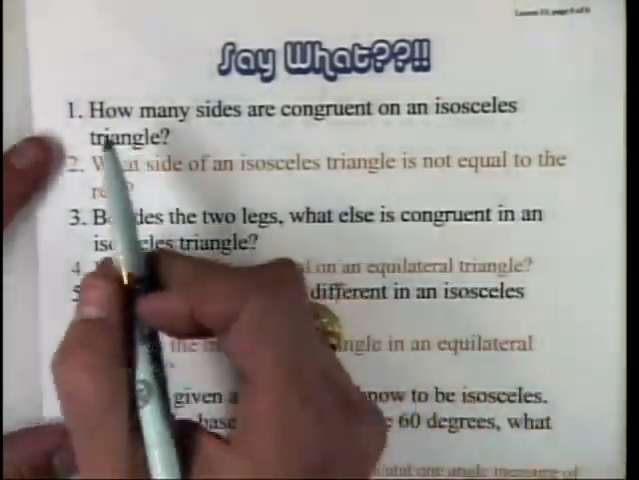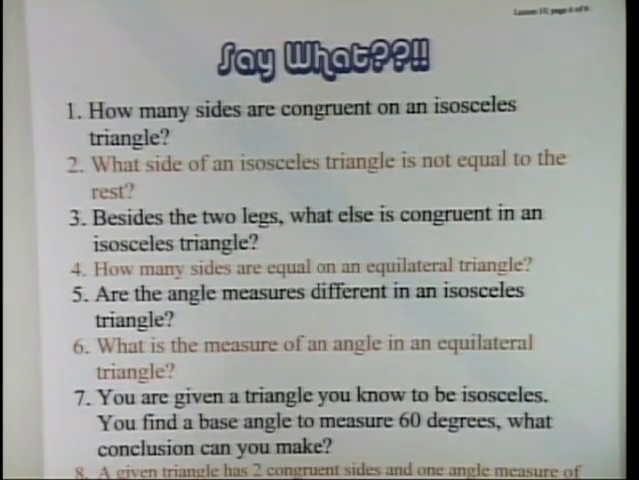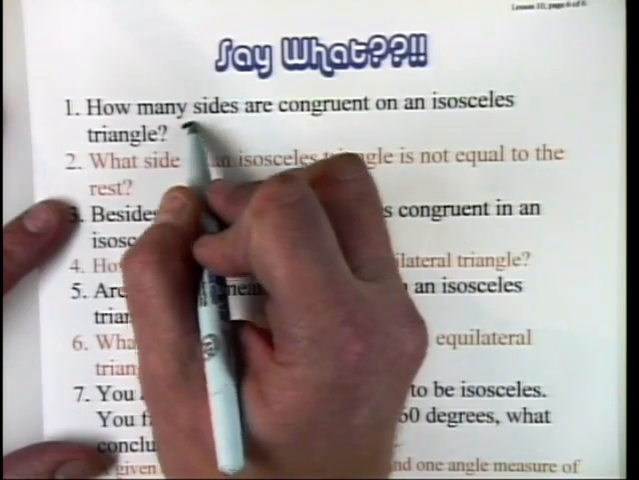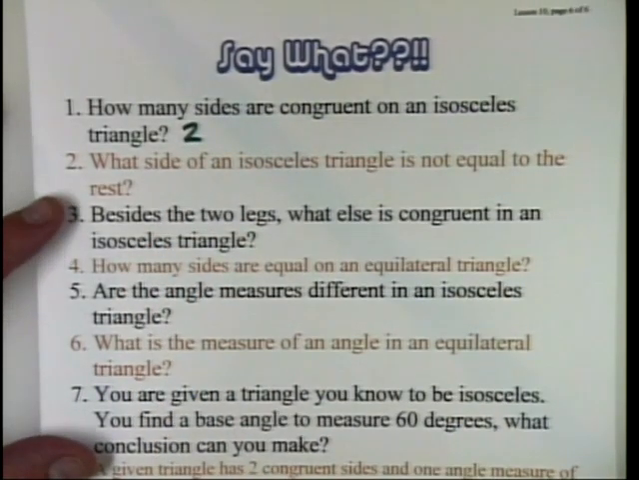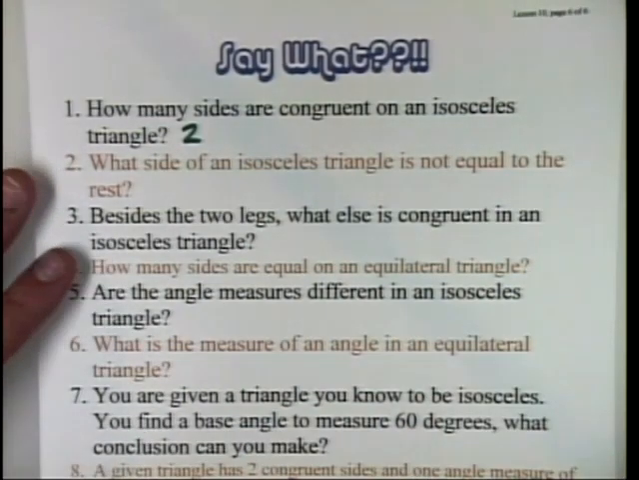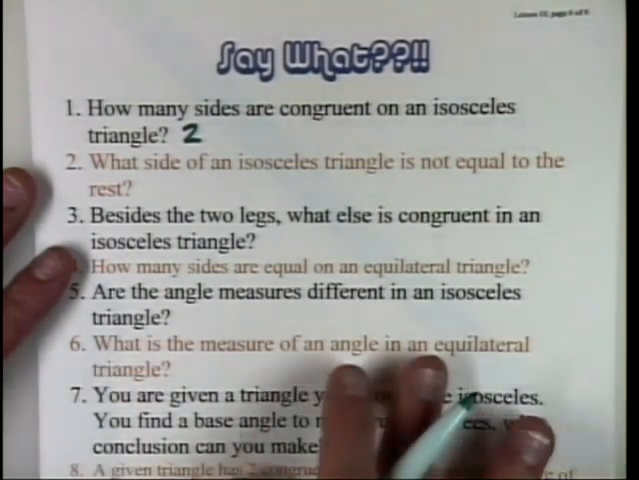Number 1, how many sides are congruent on an isosceles triangle? Well, we know for sure that 2 sides of an isosceles triangle are congruent. The third side may be equal to the other 2 sides, in which case we have an equilateral, but we only know if it says isosceles that 2 of them are. So the answer is 2.